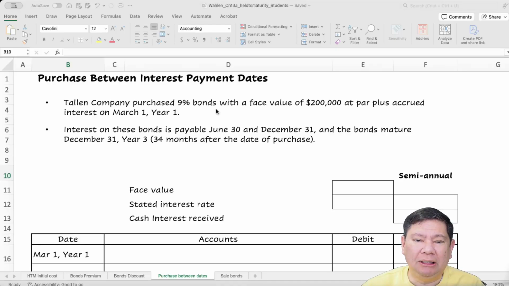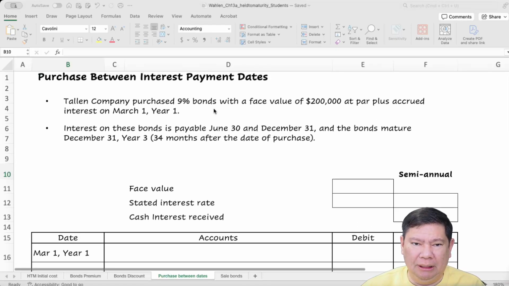Interest on these bonds is payable on June 30th and December 30th. So this is a semi-annual bond. And the bonds mature December 31st, year 4, 34 months after the date of the purchase.